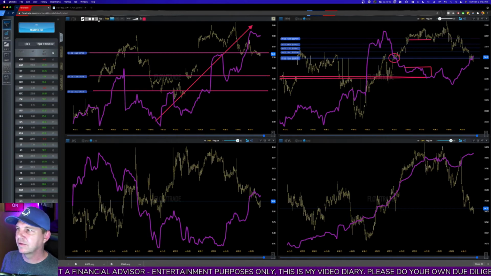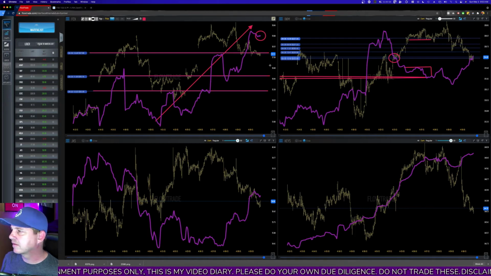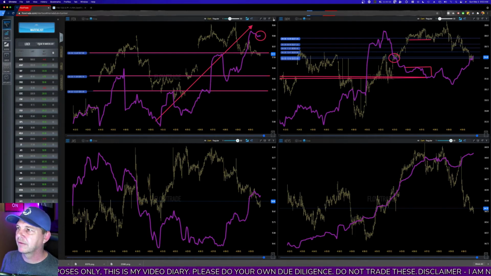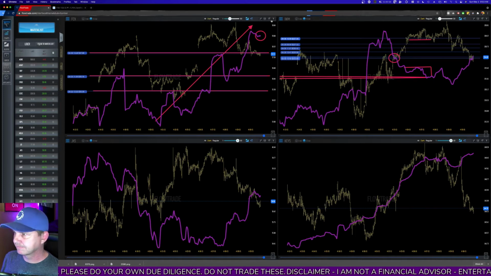The algo has recently curled up, which I like to see. That could be a sign of a reversal. So that's FCX. IWM is going to be next.